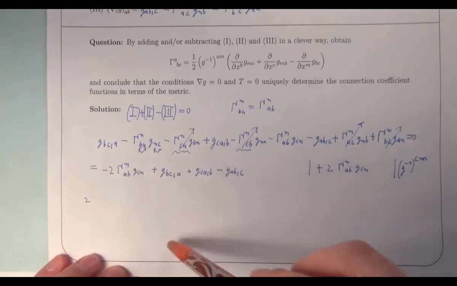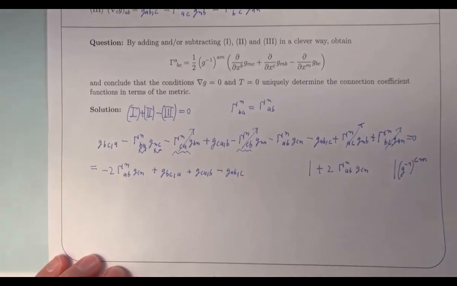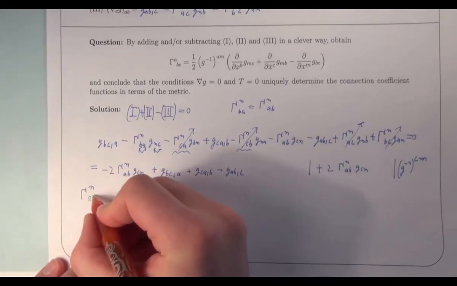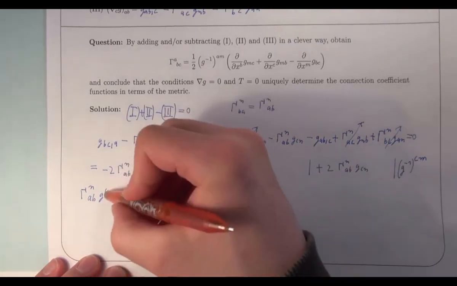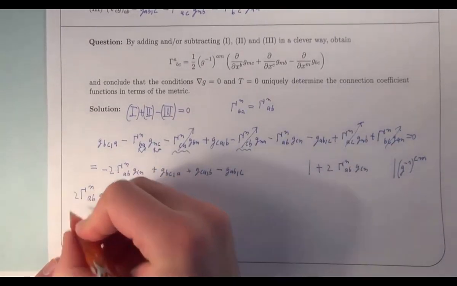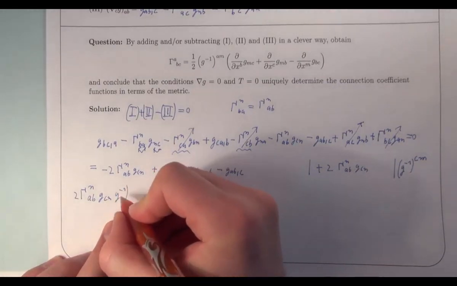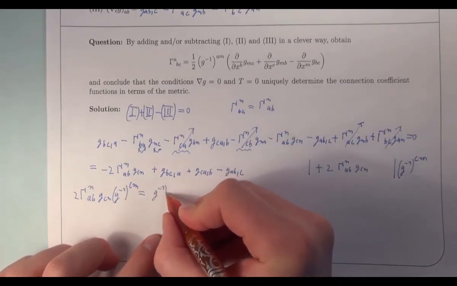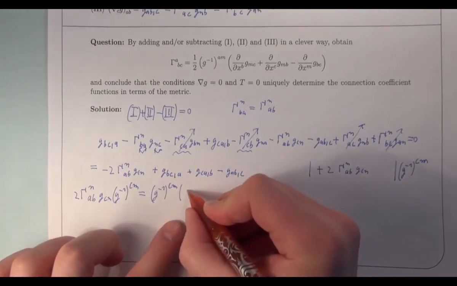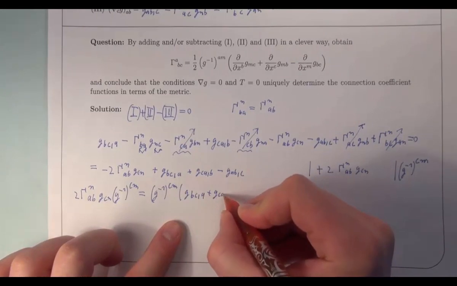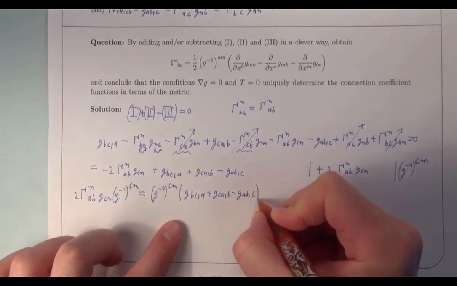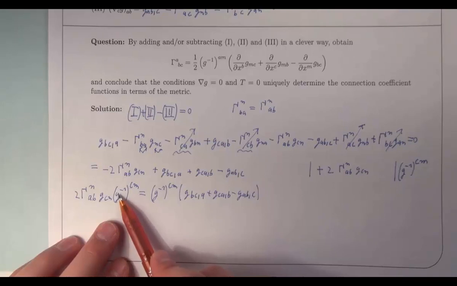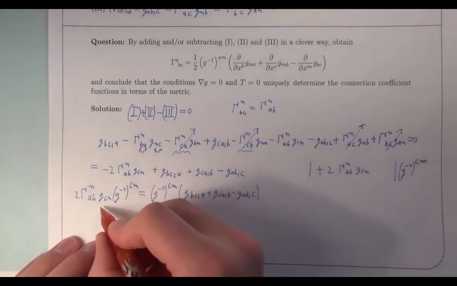Now here we find gamma n a b g c, g c n, I forgot the two, g inverse c m equals to g inverse c m times g b c comma a plus g c a comma b minus g a b comma c. Okay, we can use here the delta criteria that g c n times g inverse c m is delta n m.